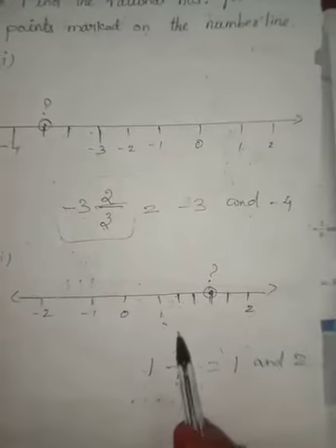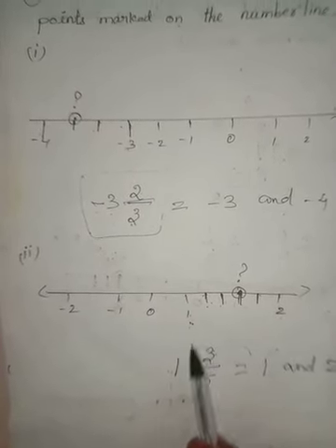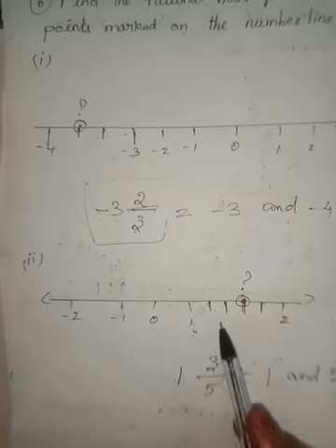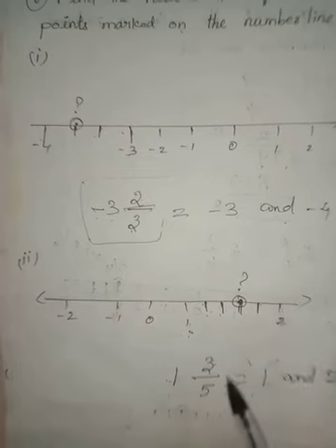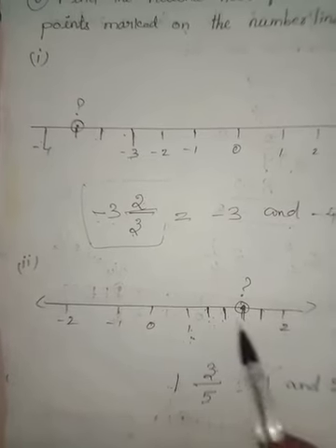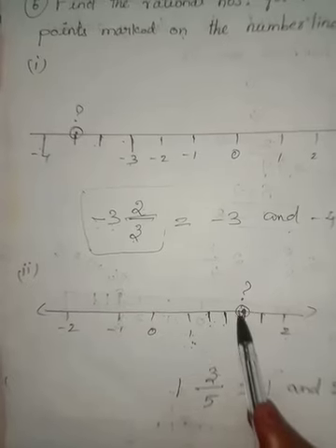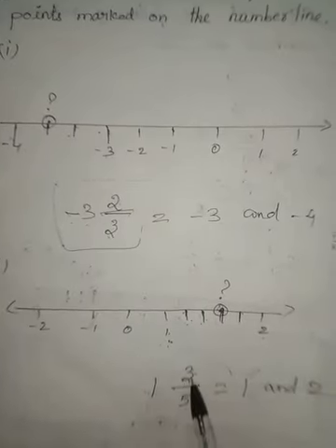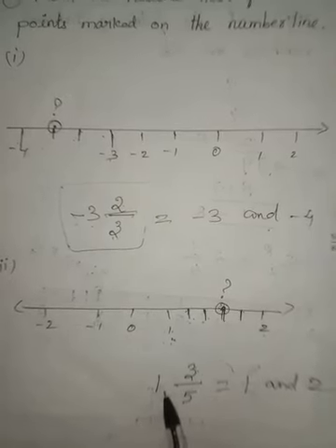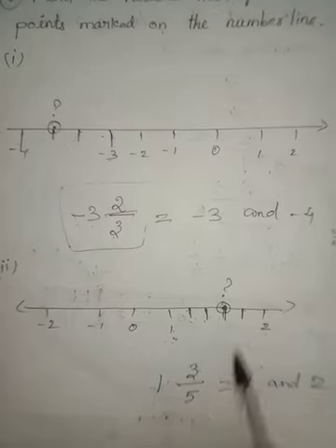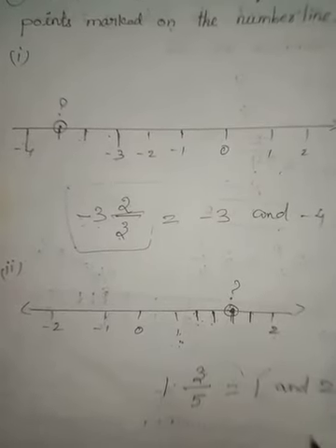Similarly, we can do the second sum. They marked the point between 1 and 2. The whole number part is 1. How many equal parts are they divided into between 1 and 2? 1, 2, 3, 4, 5. That's why I write 5 in the denominator. How many parts are taken from 1? So 1, 2, 3. They have taken 3 parts from 1. That's why I write 3 in the numerator. So we get the mixed fraction 1 3 by 5. So 1 3 by 5 is a rational number between 1 and 2.